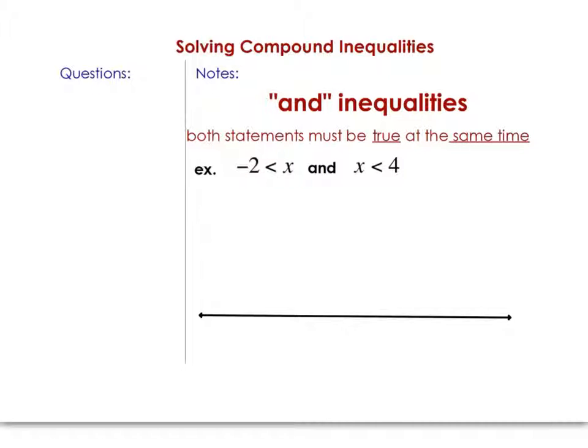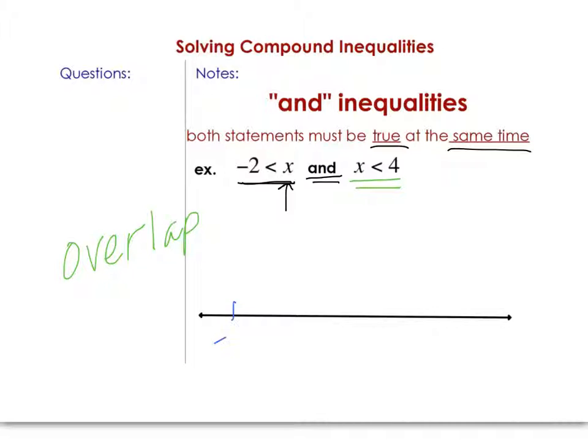It says, "and" inequalities, both statements must be true at the same time. So I have x is greater than negative 2. You could read that negative 2 is less than x, but we always start with our variable as we read. And I say x is greater than negative 2. And, meaning I want the overlap, x is less than 4.